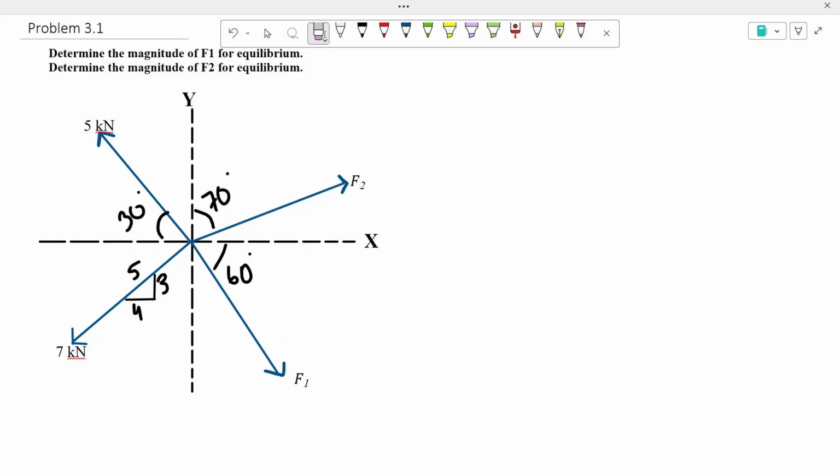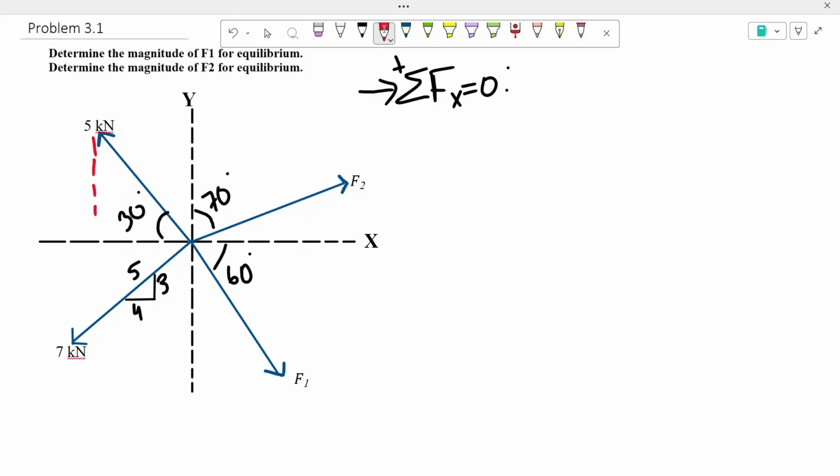I'm going to start off with our x components. We're going to write out the sum of our forces in the x direction have to equal 0, because for them to be in equilibrium, they have to all equal 0. So we're going to start off with our 5 kilonewtons.